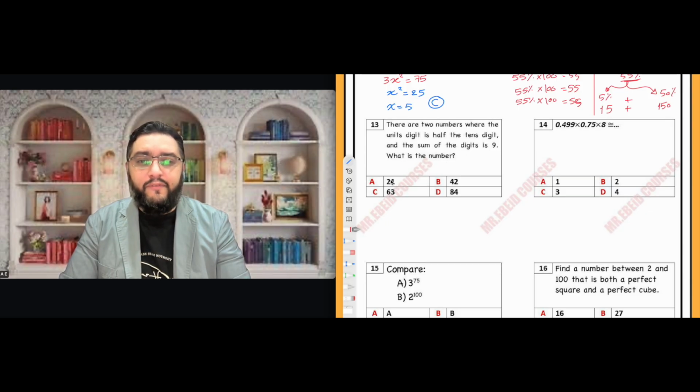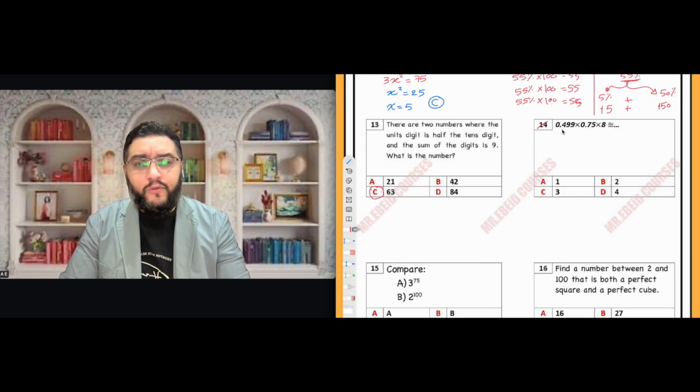The units are half the tens. Okay. So the sum is 9. Check which pairs have a sum of 9. So we have 2 plus 1 is 3, 4 plus 2 equals 6, 6 plus 3 equals 9, 8 plus 4 equals 12. So the answer.